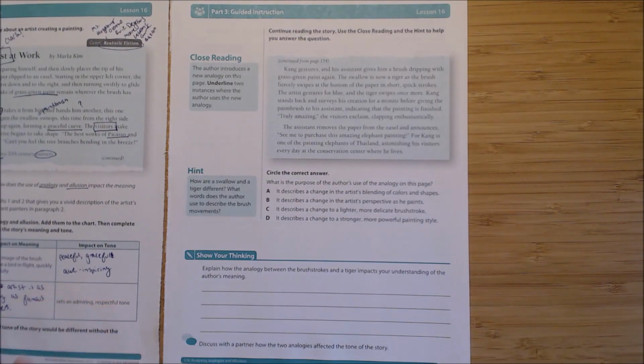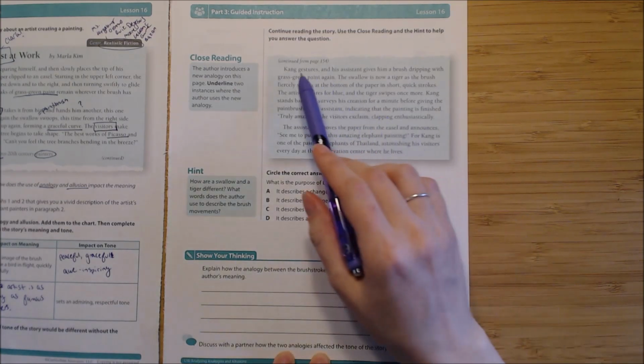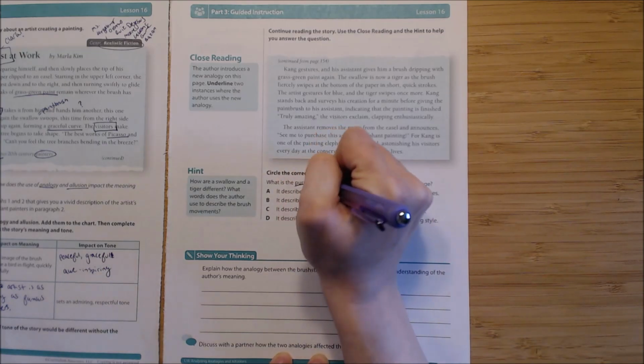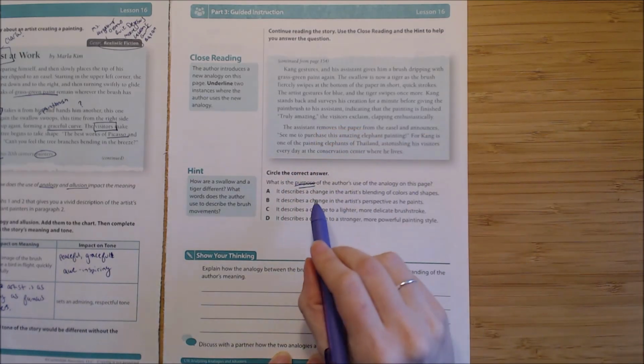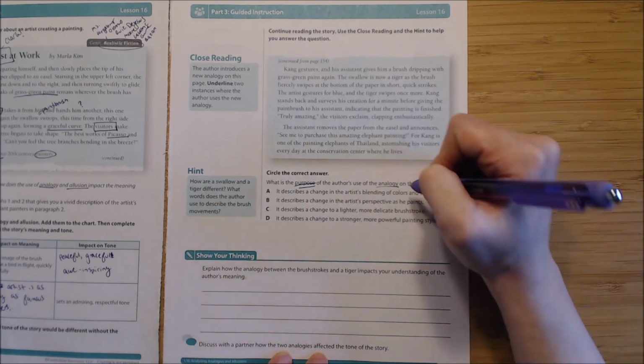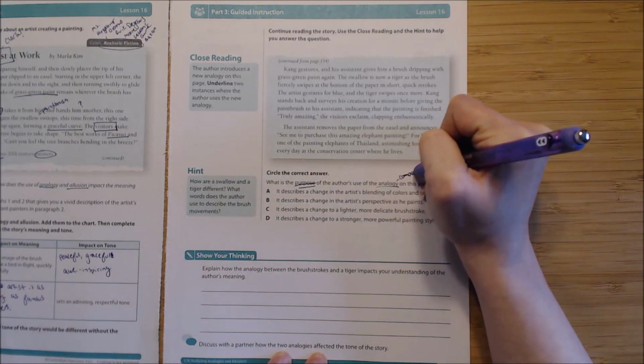So now flipping the page, we're on 155. Read the question first. What is the purpose, so that's our thinking guide, our P equals, of the author's use of the analogy on the page? So again, we're looking for a comparison.